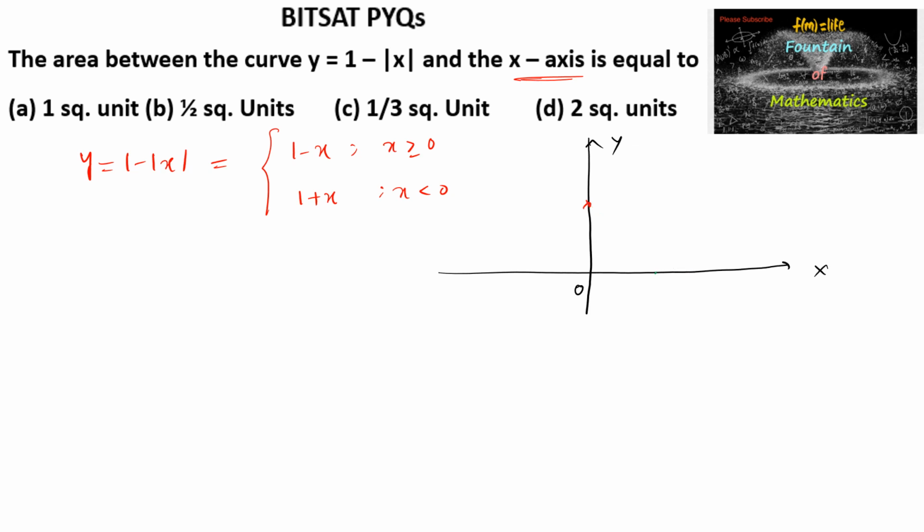So we need to draw the graph, and again for when x is less than 0 we can say 1 plus x, when x is equal to negative 1 it is 0, and so we will be getting the graph.